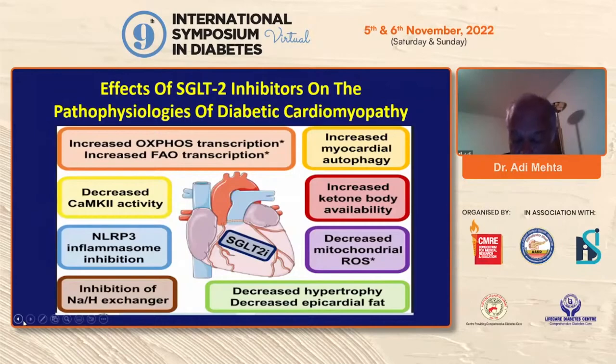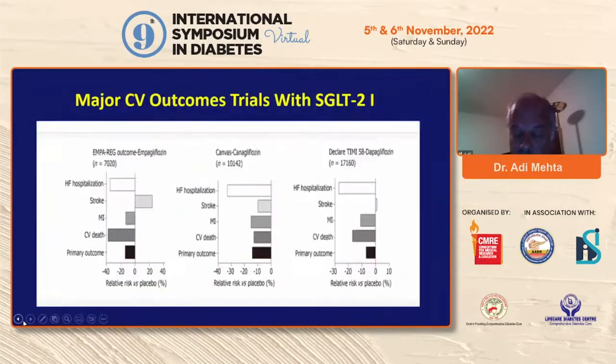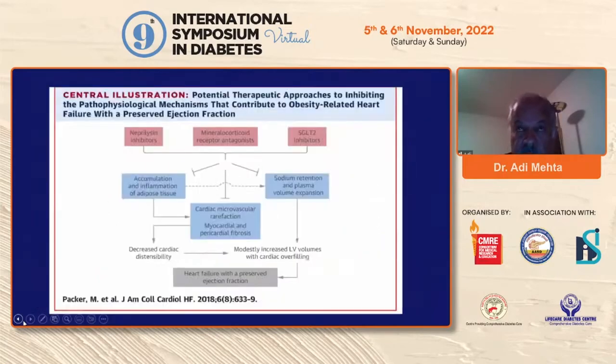And you all know the effects on heart failure and hospitalization and CV death with SGLT2 inhibitors. I just want to point something out. We have to think about the mineralocorticoid. I told you there's fibrosis, there's aldosterone. Mineralocorticoid receptor antagonists therefore have to come in to stop the fibrosis.